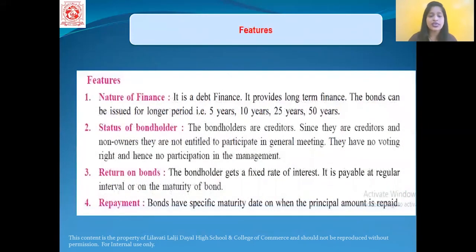Let's move on to the next one, students, and that is features of bond. So we have 4 features. First one, nature of finance. It is a debt finance. It provides long-term finance, for a longer period, 5 years, 10 years, 25 to 50 years. Status of the bondholder. Just now we said that the bondholders are the creditors of the company. Since they are the creditors, they are non-owners of the company. They do not participate in the general meeting, and they do not participate in the management as well, and they do not even have the voting rights. Third one is return on bonds. Bondholders get a fixed rate of interest. Then repayment. Bonds have a specific maturity date where the principal amount is repaid. So 4 pointers: nature of finance, status, return on bonds, and repayment.